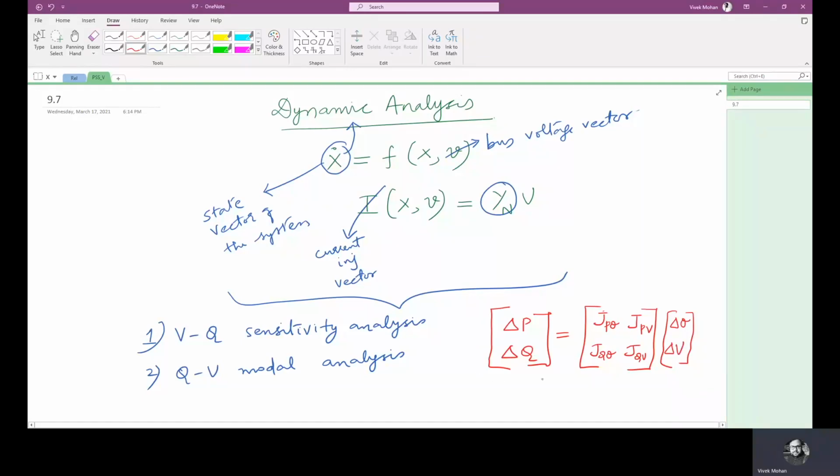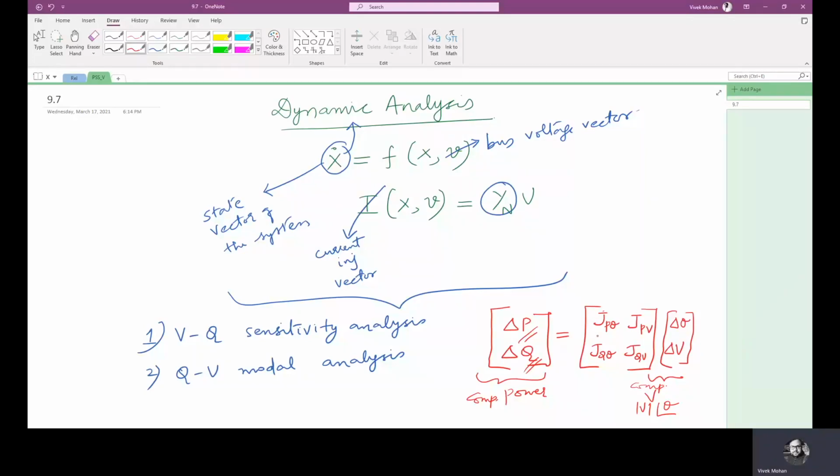So basically this is power, right? This is voltage. So this is complex power. Complex power in the sense we have real and reactive power. This is complex voltage. So we have both magnitude of V and angle of V. So this is theta. So how these variables are related with respect to each bus?